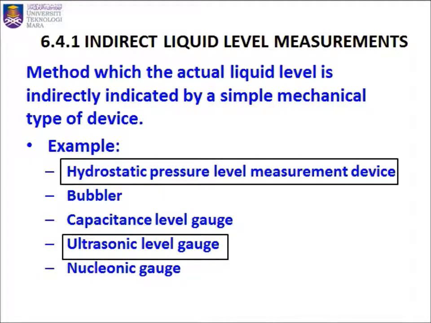Okay, right, we move to the next type of liquid level measurement, which is indirect. Okay, indirect liquid level measurement. So this is the method in which the actual liquid level is indirectly indicated by a simple mechanical type of device. Okay, so examples are the hydrostatic pressure level measurement device, bubbler, capacitor level gauge, ultrasonic level gauge, and nucleonic gauge.